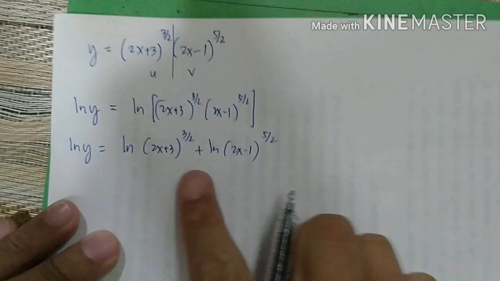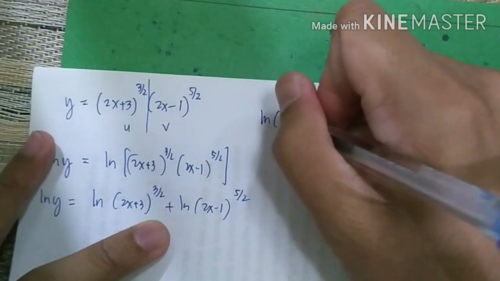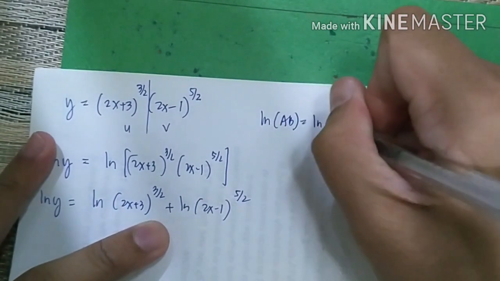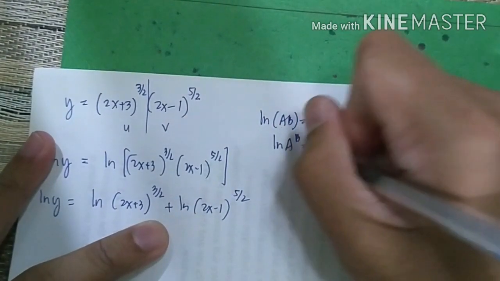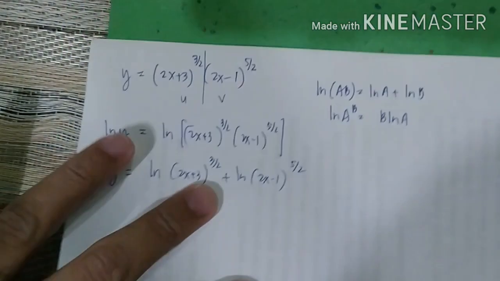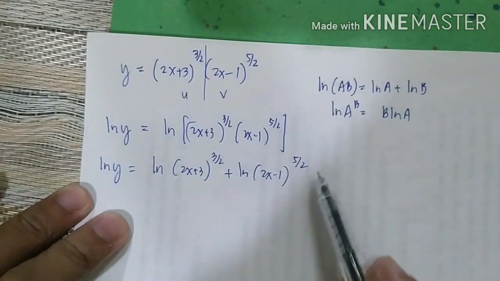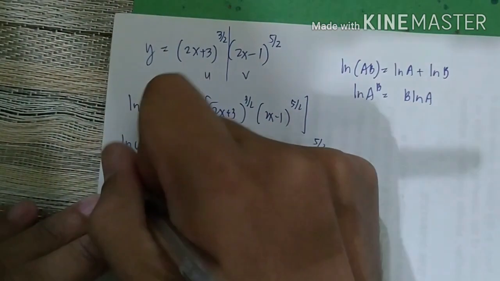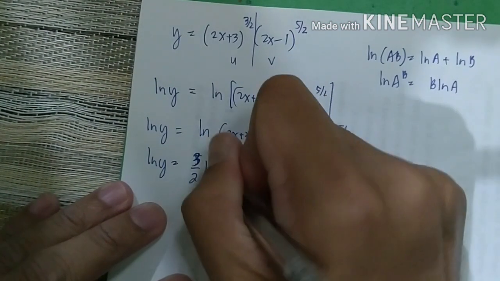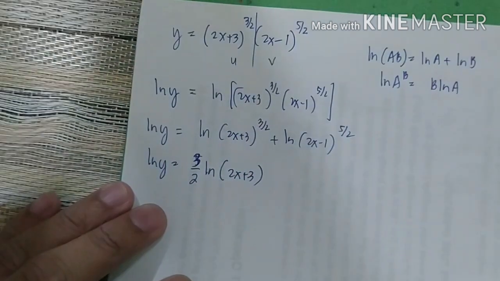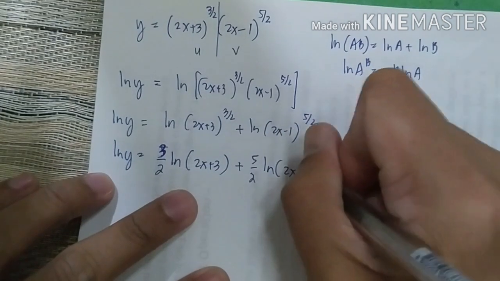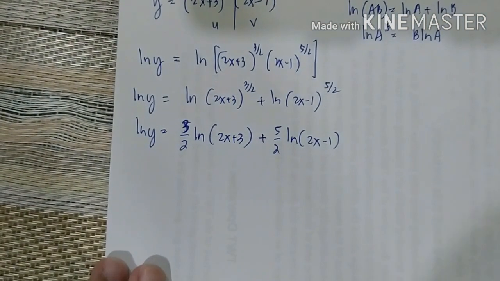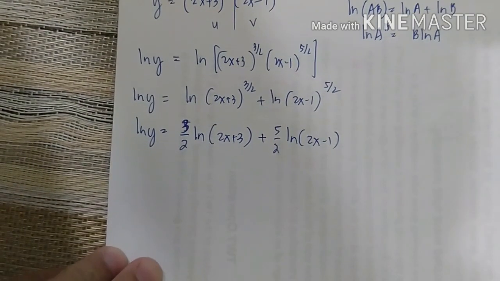O, anong rule ang gagamitin? So, di ba gumamit ako diyan ng ln ab is equal to ln a plus ln b. Tapos, gagamitin ko na lang yung ln a raised to b is b ln a. So, saan mapupunta yung 3 halves? Sa labas. Saan mapupunta yung 5 halves? Sa labas. O, di ba ako rin ang sumagot ng tanong ko. ln y is 3 over 2 ln of (2x plus 3) plus 5 over 2 ln of (2x minus 1). O, diba? Ang dali-dali na lang.